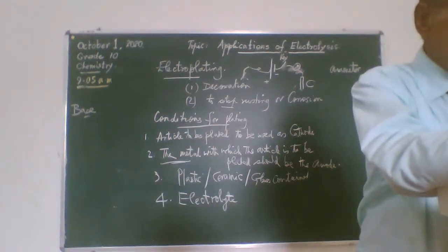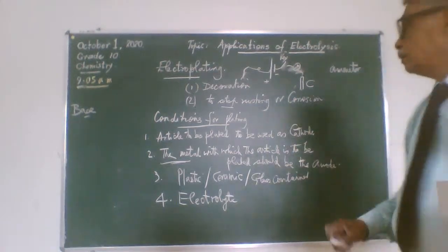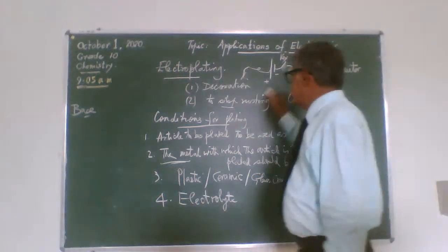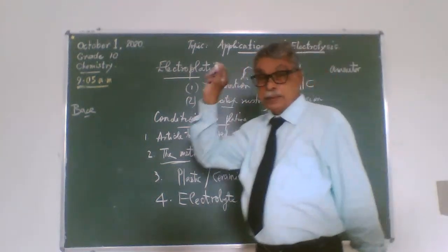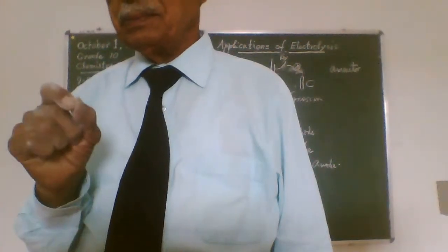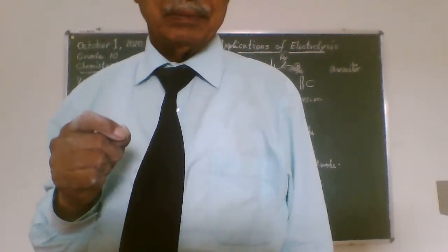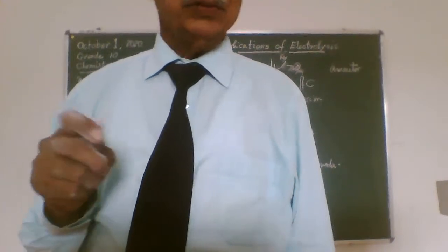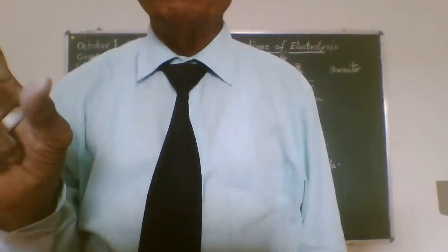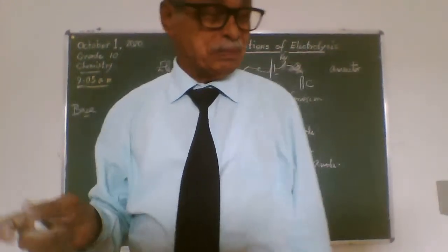For electrolysis, we always use a low current. A low current used for a long time produces better plating. If you use a high current, the plating will not be good. Plating will be spongy. It will come out afterwards. Right?